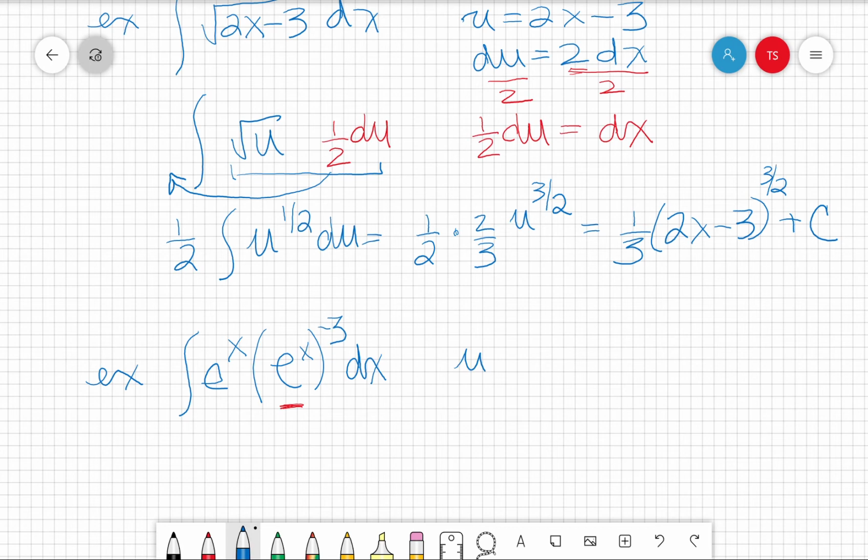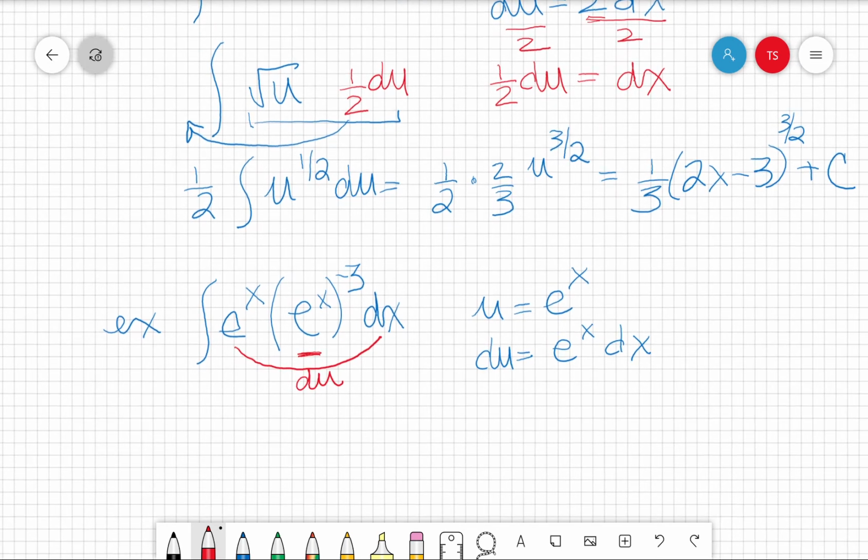My u will be equal to e to the x, and my du will be equal to e to the x dx. And so we can see our du here, e to the x dx is equal to du, and so we will replace that in our integrand with just du. And then what we'll be integrating will be u to the negative 3 power.